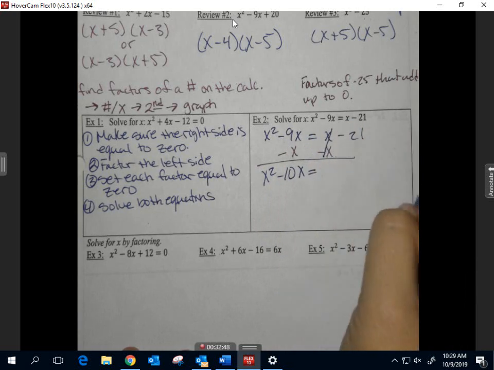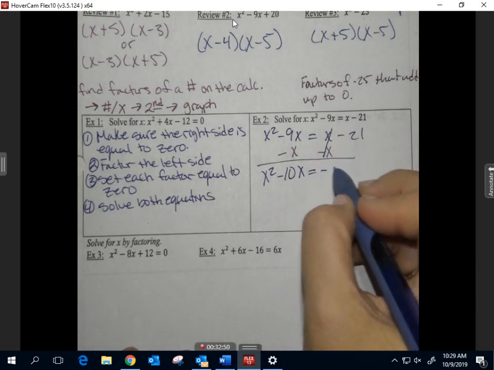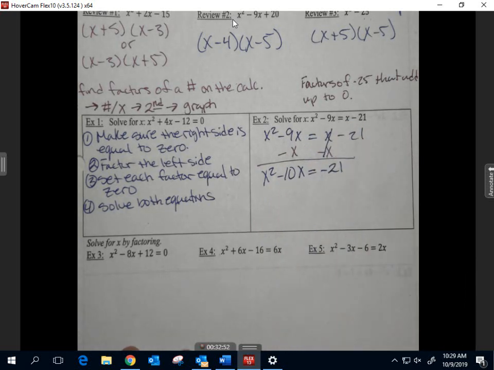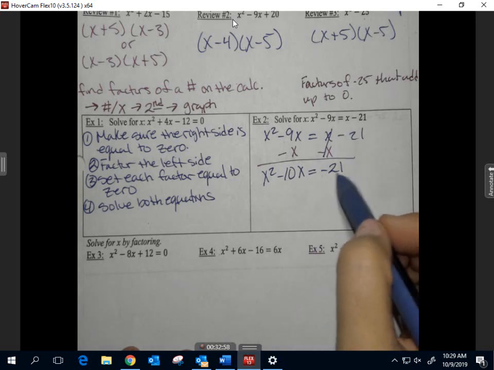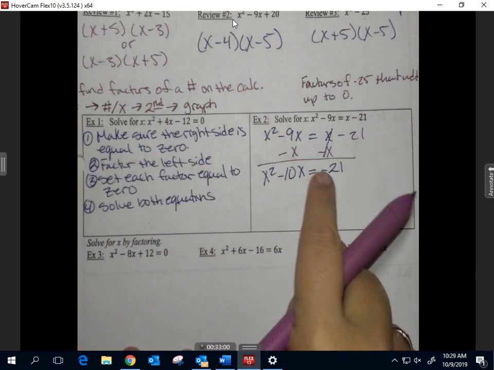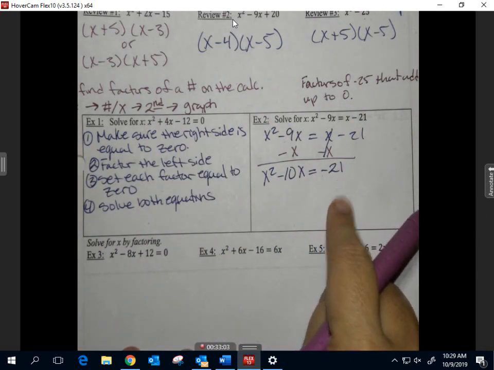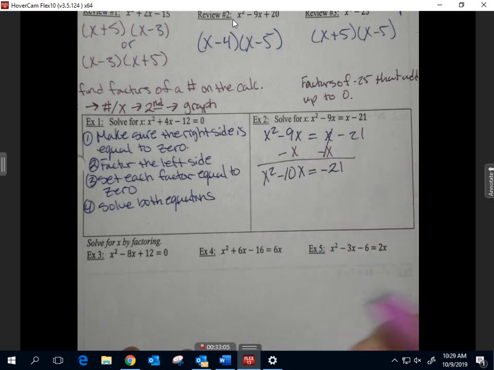Equals, my x is canceled out, and I'm going to bring down negative 21. I'm writing too big already. I'm going to run out of room. Okay, so now I need to move my negative 21 to the other side. So how do I undo that?